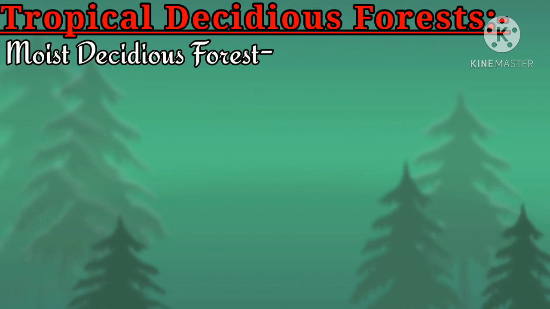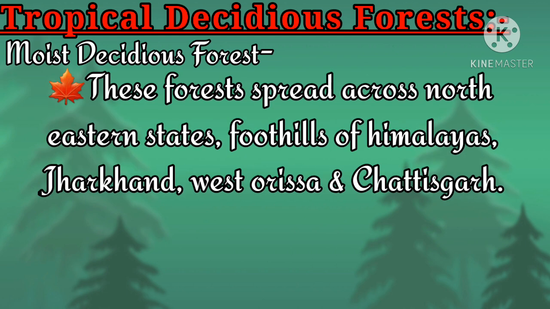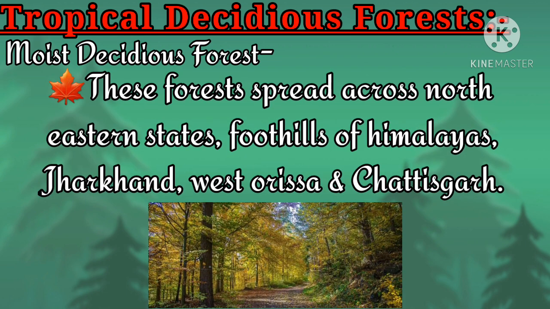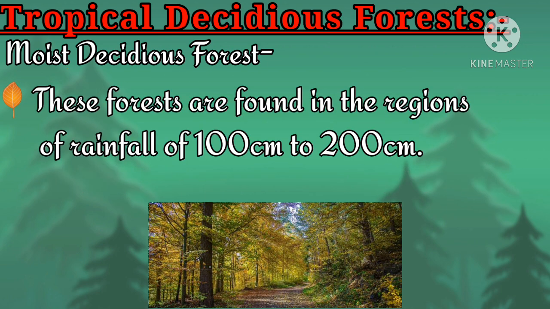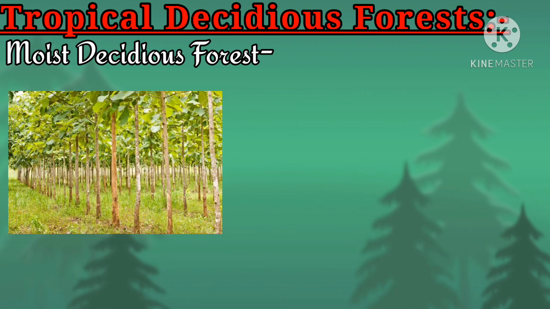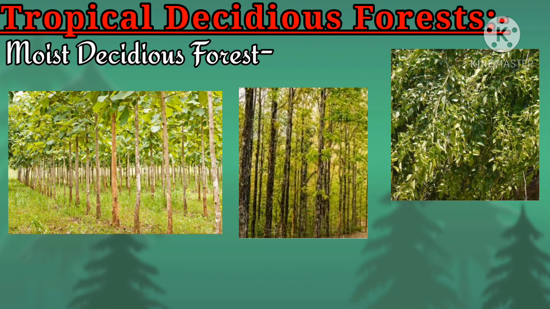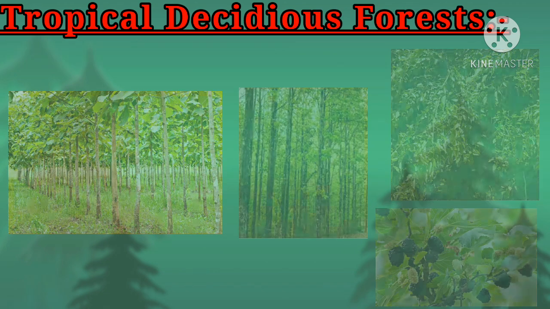Moist deciduous forests are spread across the northeastern states, foothills of Himalayas, Jharkhand, West Orissa and Chhattisgarh. These forests are found in the areas of rainfall of 100 cm to 200 cm. Teak is the most dominant species found here, and some more species like sal, shisham, mulberry are also found here.